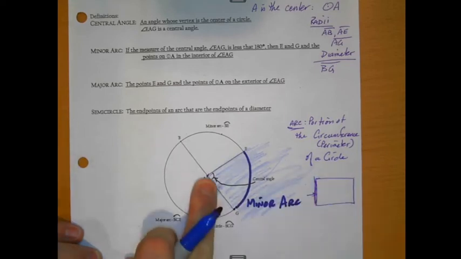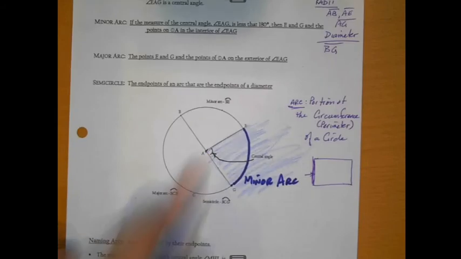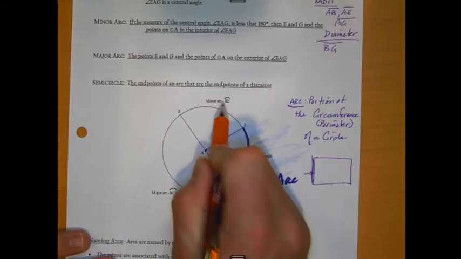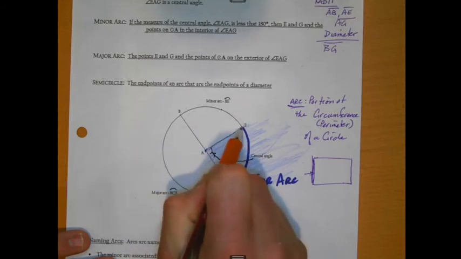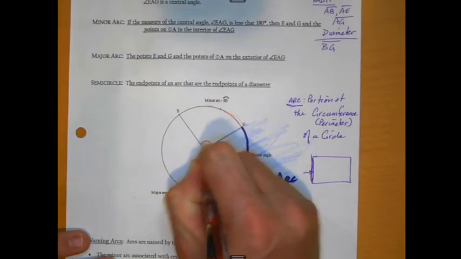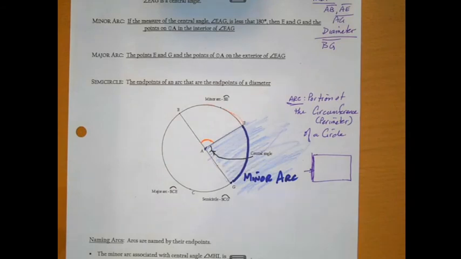So this has to be less than 180. There is another minor arc. That one is B to E. B to E is a minor arc because this angle is less than 180 degrees.